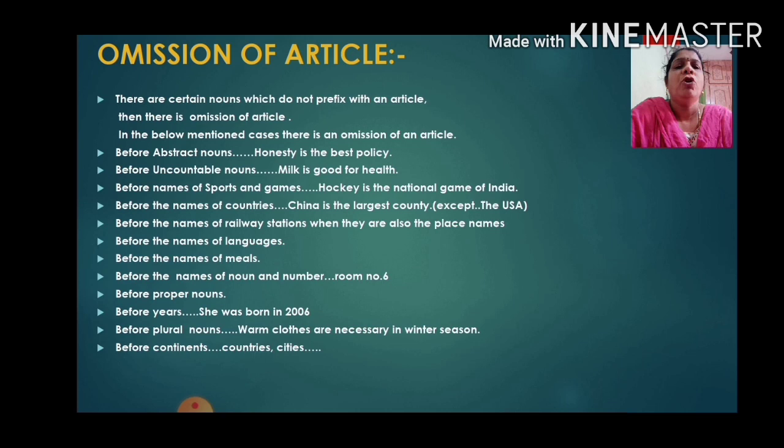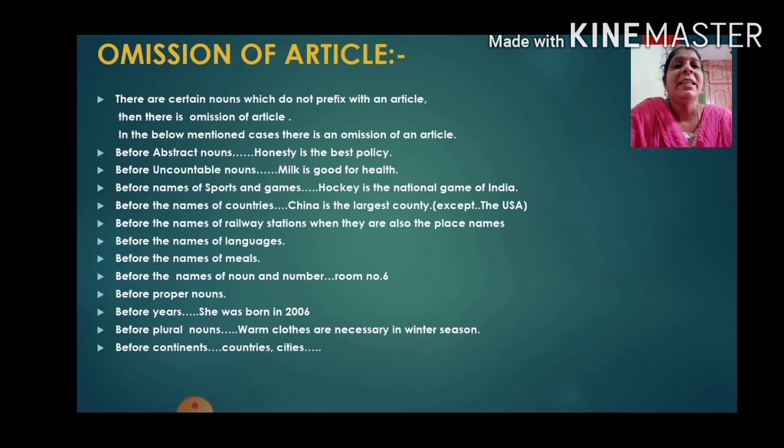Next one is before continents and countries and cities. Continents like Asia. We don't say the Asia or the Australia or the Europe. We just say Asia, Australia or Europe, or whatever it is. Countries also and cities also. In all such cases, we don't use any article.